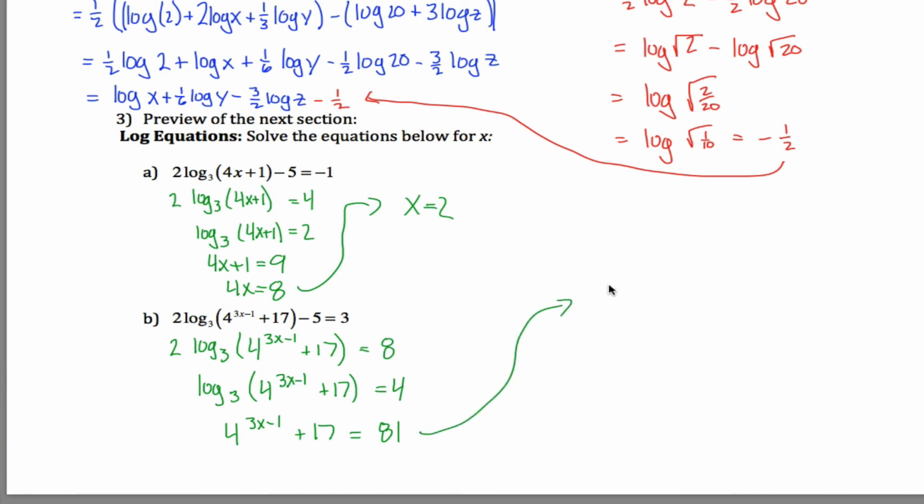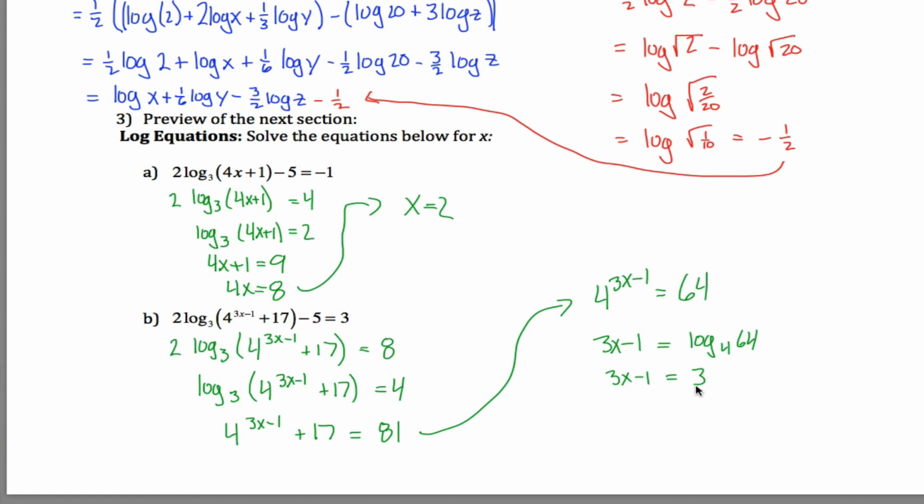So now if I subtract 17 from both sides of the equation, I get 4 to the 3x minus 1 power is equal to 81 minus 17, 64, I believe. So now I'm going to take the log base 4 of both sides of the equation to get 3x minus 1 is equal to log base 4 of 64. Well, the log base 4 of 64 is asking me what power does 4 need to be raised to make it 64. Turns out 4 cubed is 64. 4 times 4 is 16, times 4 again is 64.